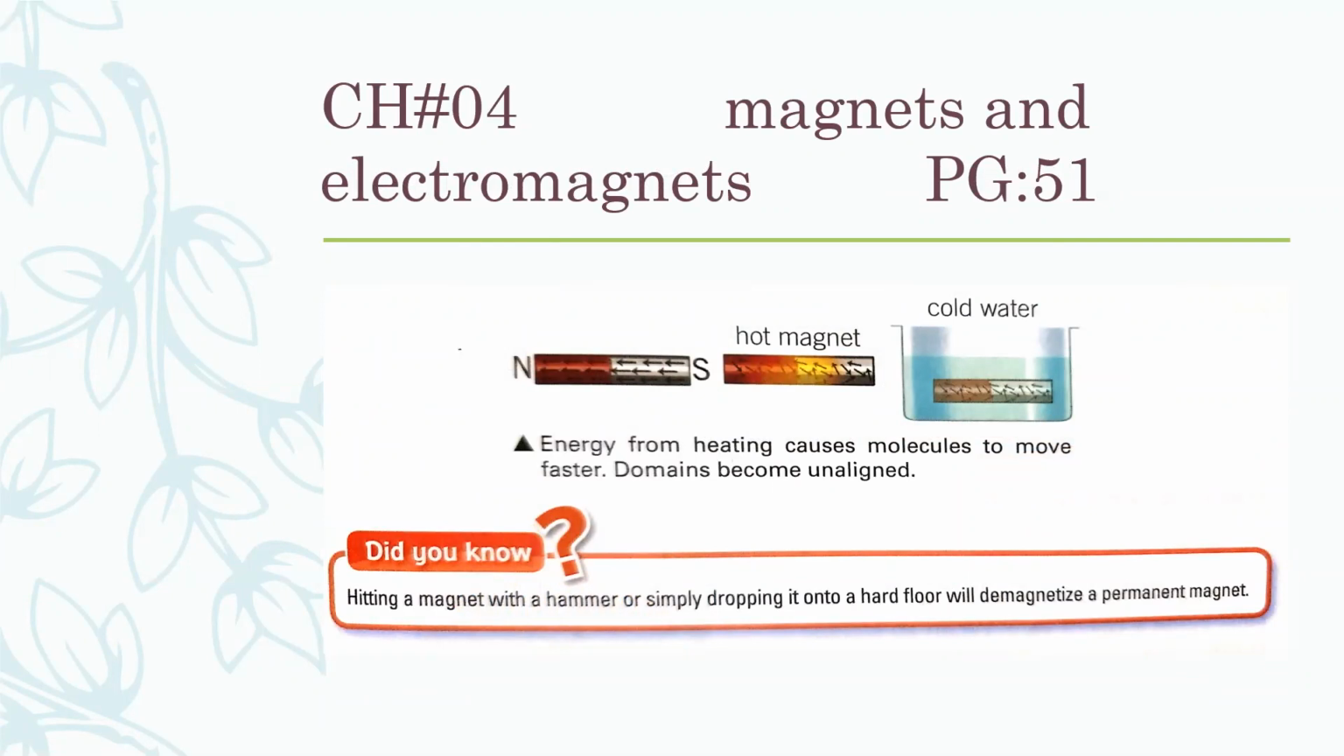You can see here in this figure, this is the rod, a magnetic bar. If you heat this magnet, then the molecules will be unaligned. You can see here in this figure, and then you should suddenly drop it into cold water. What will happen is that the molecules will be unaligned there, and it loses its magnetic property. So hitting a magnet with a hammer or simply dropping it onto a hard floor will demagnetize a permanent magnet.